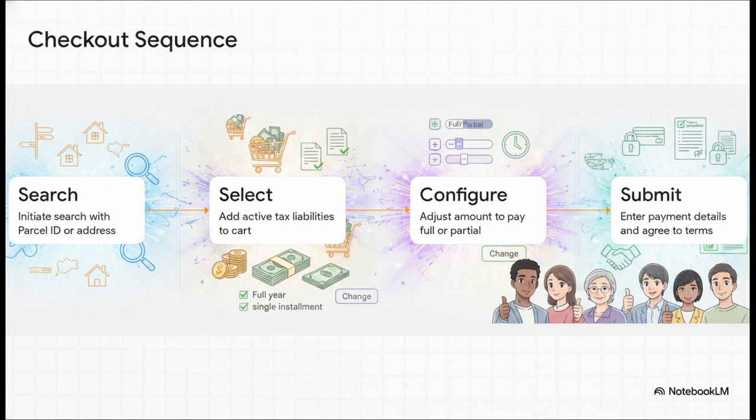Here's the exact checkout sequence. First, you initiate your search using those rules we just went over. Second, your active tax liabilities pop up and you select the ones you want to add to your digital shopping cart. Third, you configure the amount. If you want to pay just a single installment, or maybe you want to knock out the full year all at once, you just click Change right there next to the payment option in your cart. And finally, step 4, submit your payment credentials and agree to the terms and conditions.